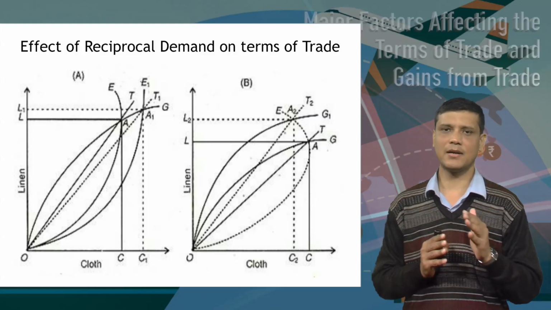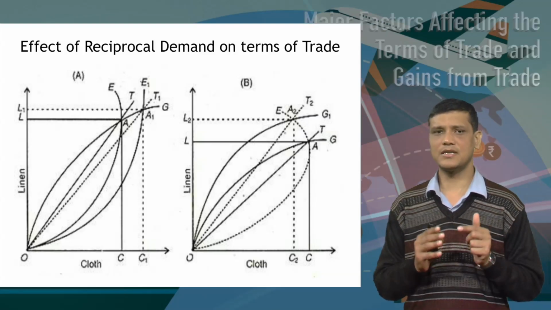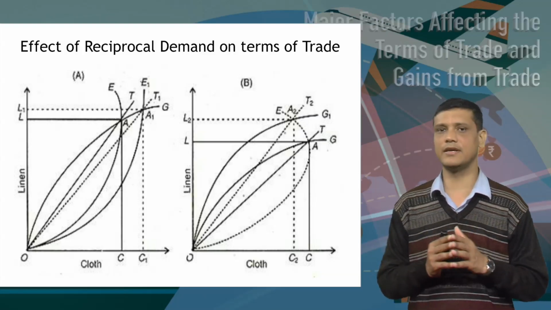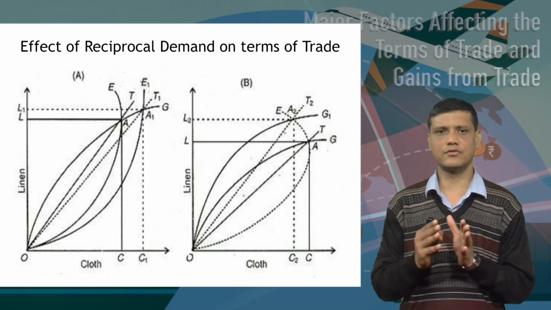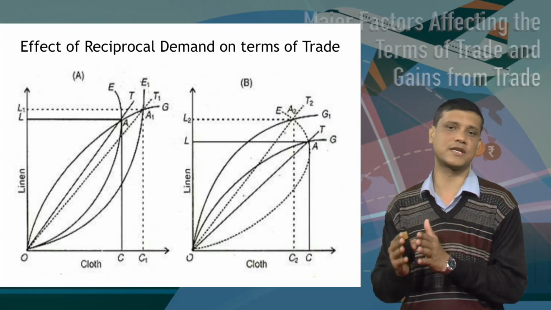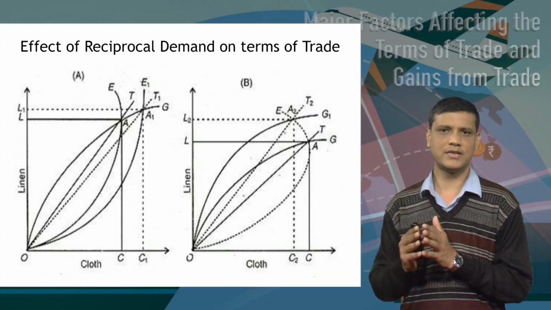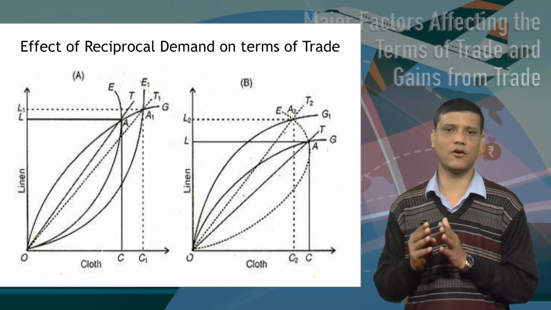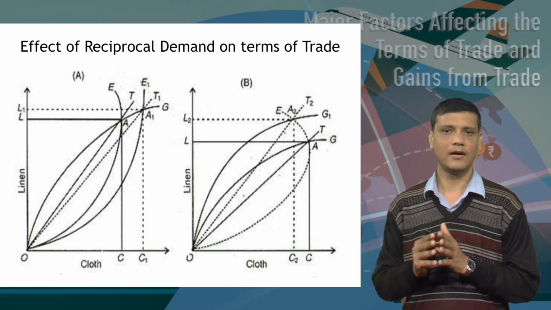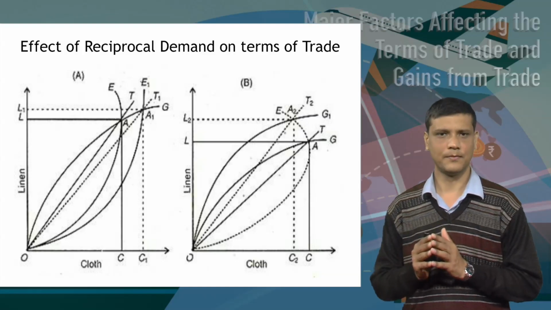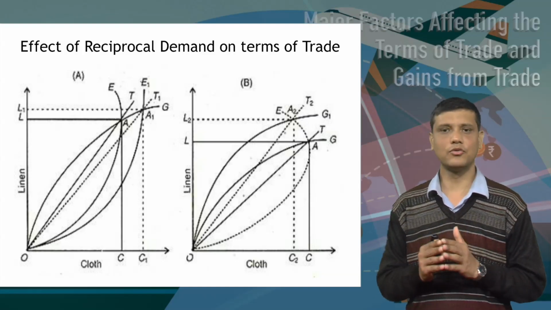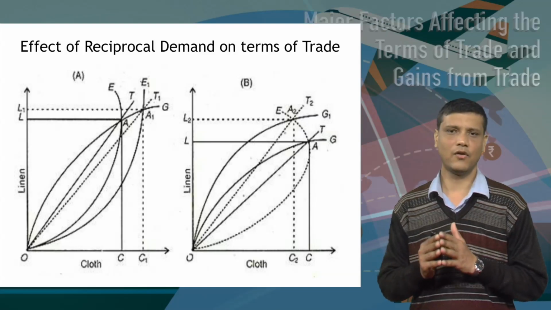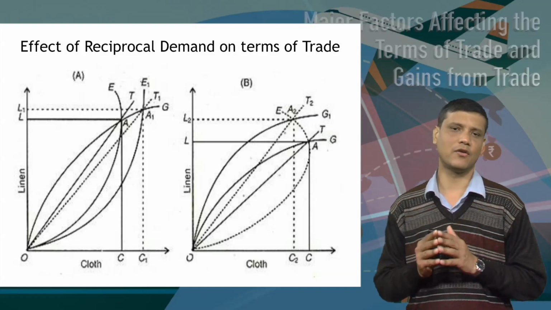Similarly, in diagram B, if Germany's demand for England's cloth increases, Germany's offer curve shifts to the left as OZ1, which intersects England's initial offer curve OE at A2. Now, Germany exports OL2 units of linen for OC units of cloths.